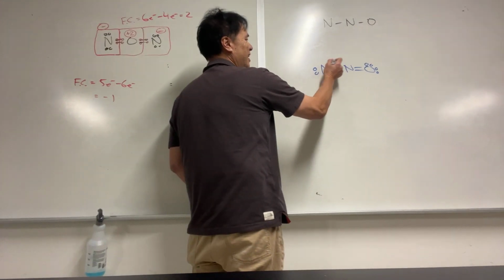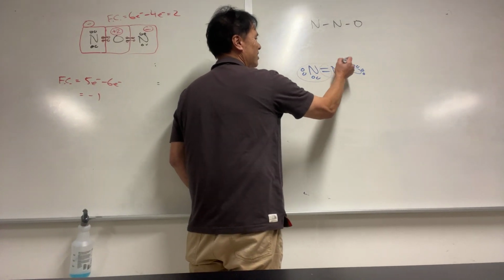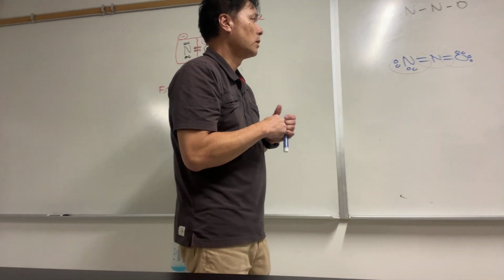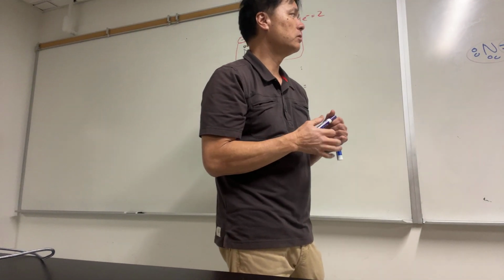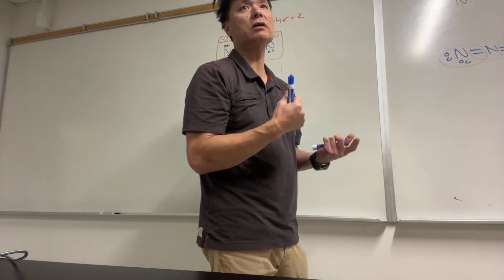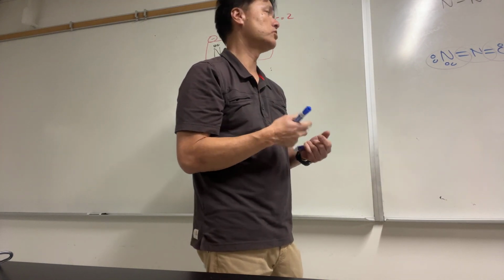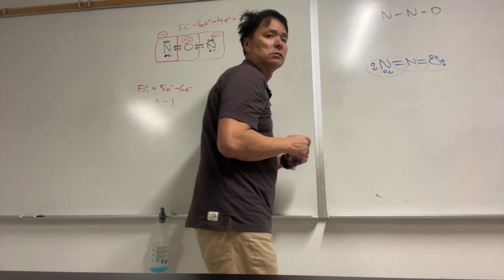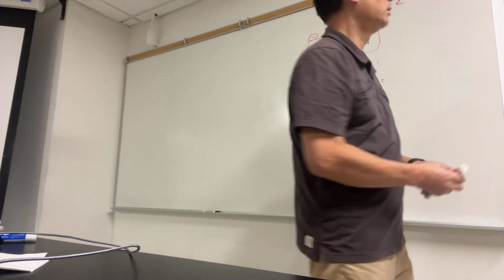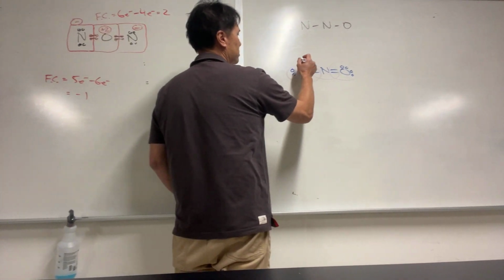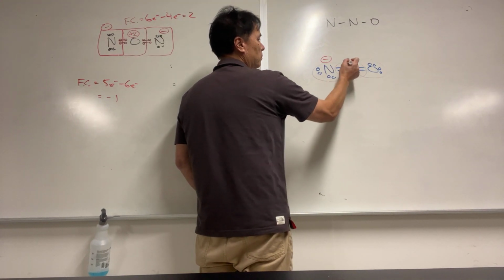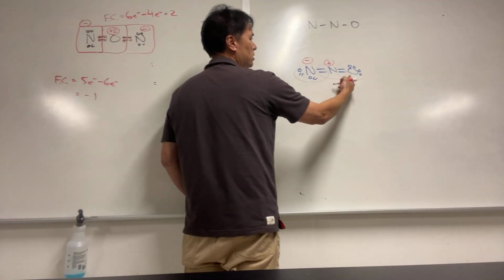So when we look at the octet, this is octet, octet, octet. So that's good. But we should also look at what? We always look at octet and formal charge. So what's the formal charge on this nitrogen here? -1. Yeah, 2, 4, 6, -1. This middle nitrogen? +1. And this oxygen? 0.